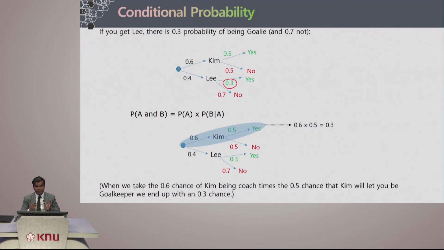So we are putting out all the possible probabilities, and we are trying to figure out what happens using probability of A and B equals probability of A times probability of B given A. So when you take this 0.6 chance of Kim being the coach, which gives a 0.5 chance that Kim will let you be a goalkeeper, we end up with 0.6 times 0.5, which is 0.3.